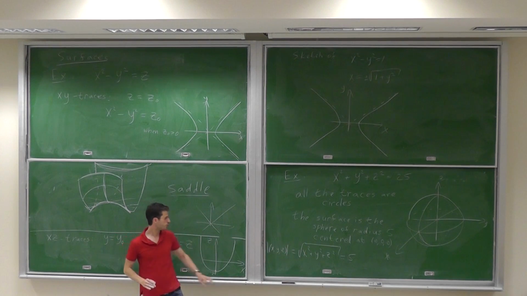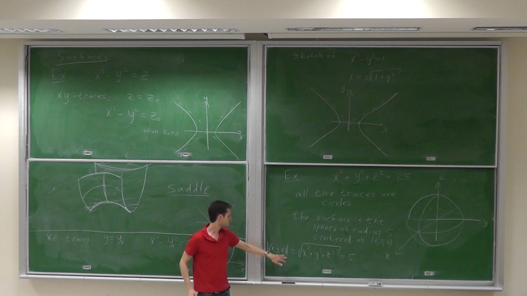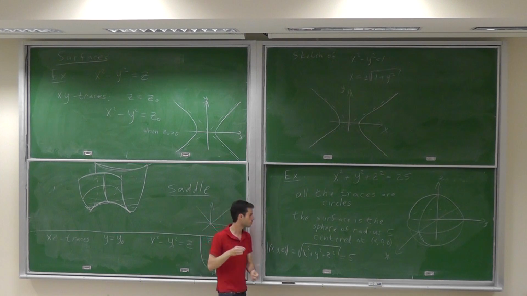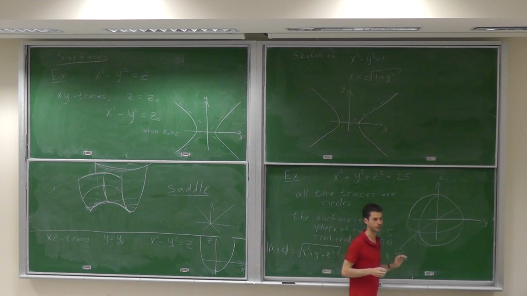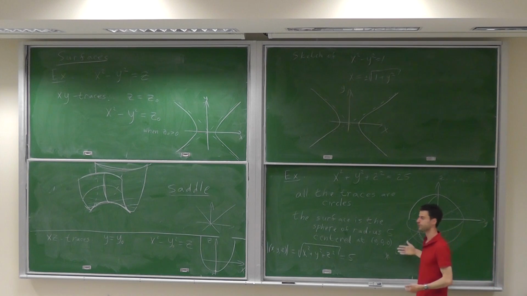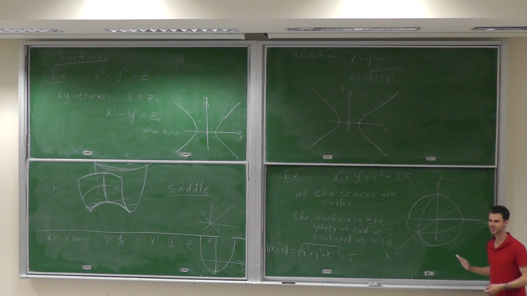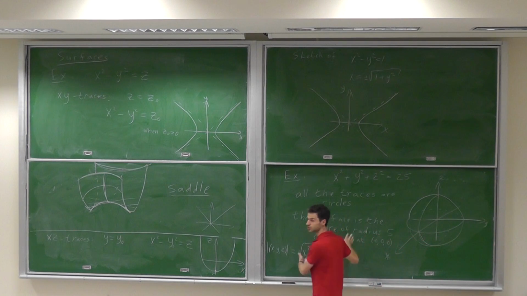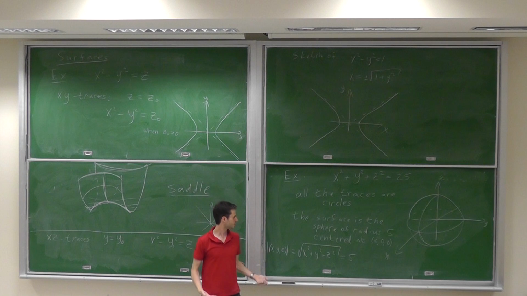So it's the set of all points, the set of all arrows whose length is equal to 5. So it describes the surface of a sphere of radius 5. Admittedly, I did not perform the computation with the sections. I just performed the trick, but still, you can understand what this equation is describing.